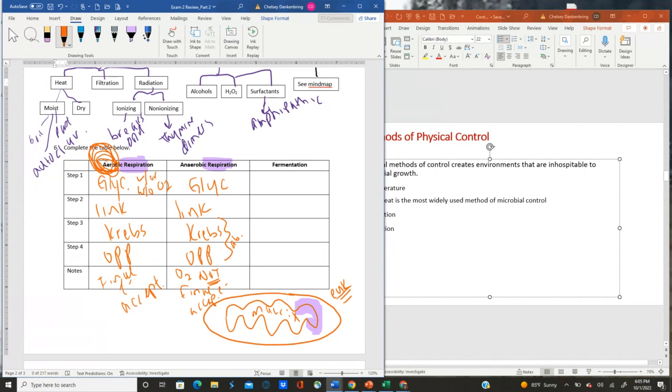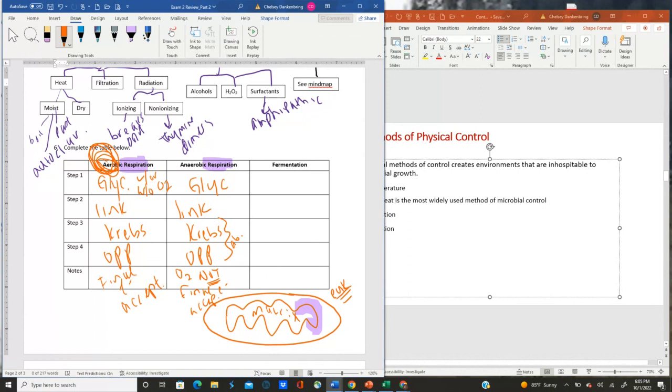So it still has them. They're just quicker, smaller, and they don't give you as much energy. Okay, but they still exist. So the big difference between these, aerobic uses oxygen as the final electron acceptor. Anaerobic respiration does not. It uses like sulfate or nitrate, something else that loves electrons, but it's not oxygen. Okay, so these are very similar processes.